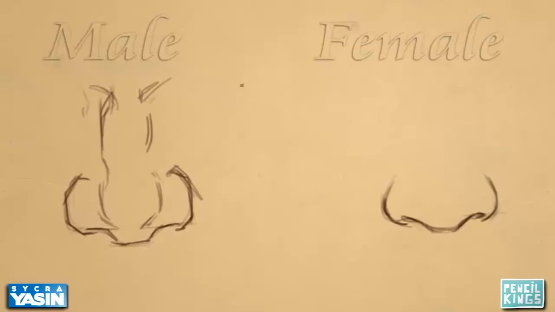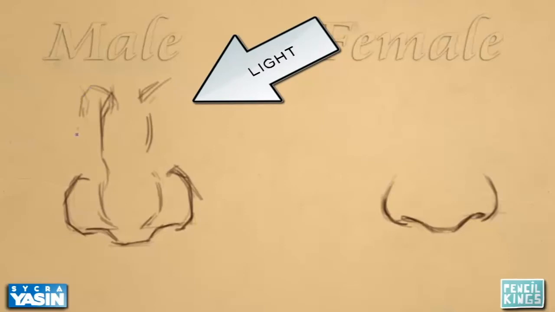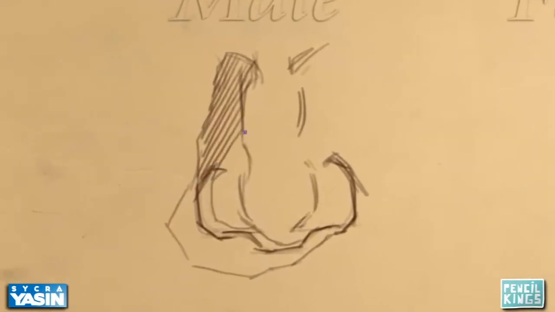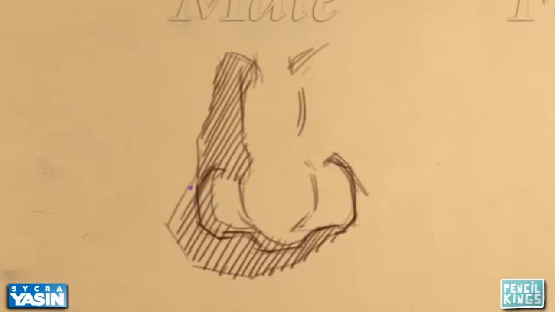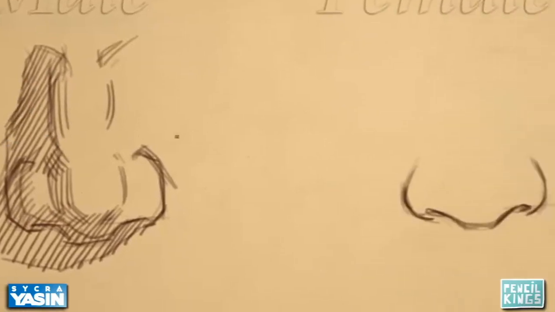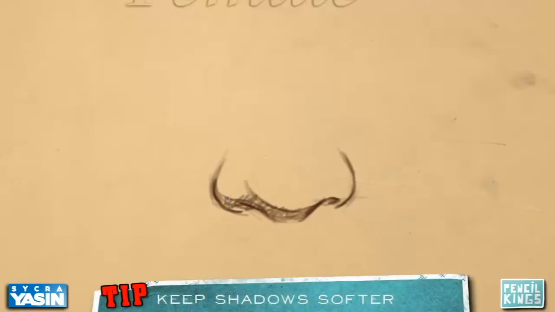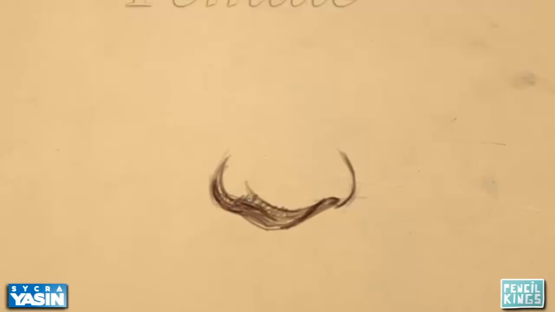with the male nose, let's say the light's coming from this direction, I could be pretty heavy-handed with the shadows. With the female nose, I really wouldn't shade too dark. And I'd leave things a lot more suggestive.